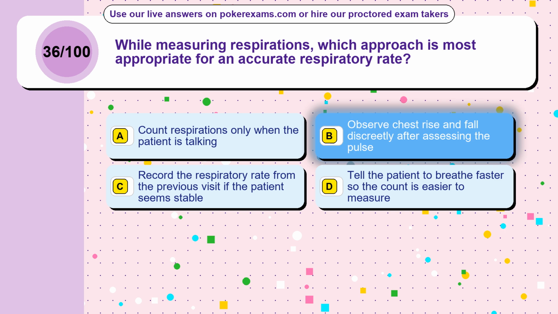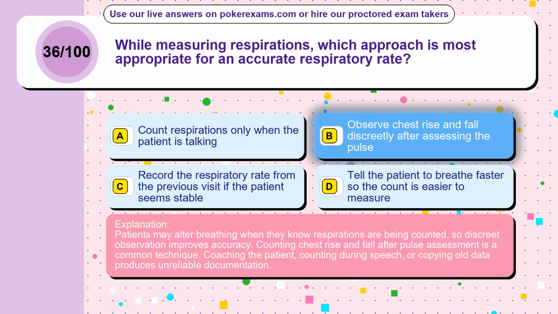The correct answer is option B. Observe chest rise and fall discreetly after assessing the pulse. Patients may alter breathing when they know respirations are being counted, so discreet observation improves accuracy. Counting chest rise and fall after pulse assessment is a common technique. Coaching the patient, counting during speech, or copying old data produces unreliable documentation.